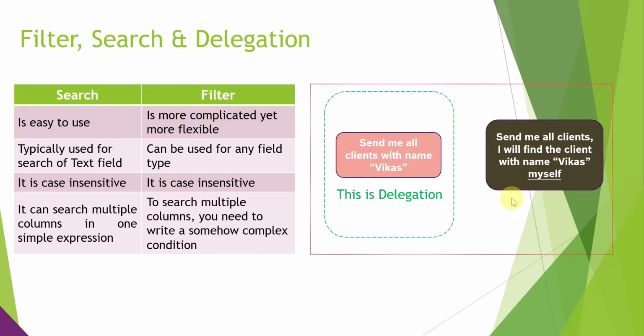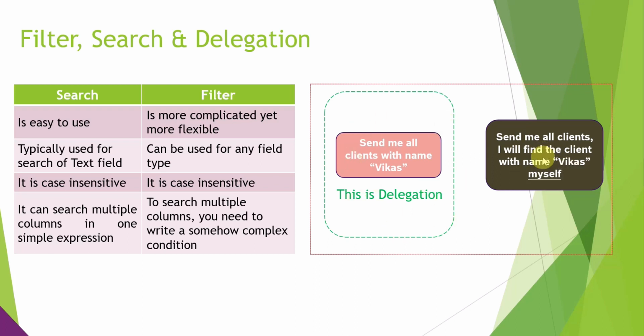So basically, Power Apps says there are two options to filter the data. First, you send me all the clients with the name Vikas, which means this is called delegation, which means that you do all the filtering, all the searching, sorting, and you just send me the filtered results. This is the concept of delegation.